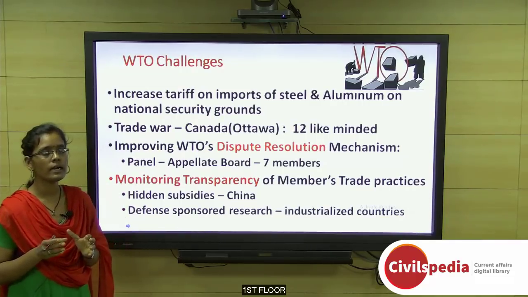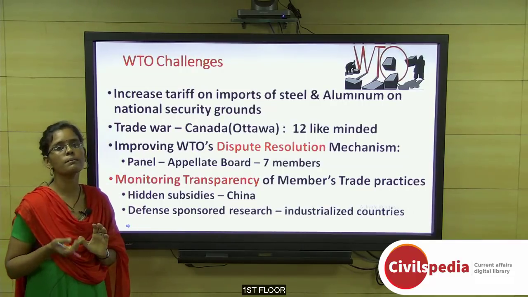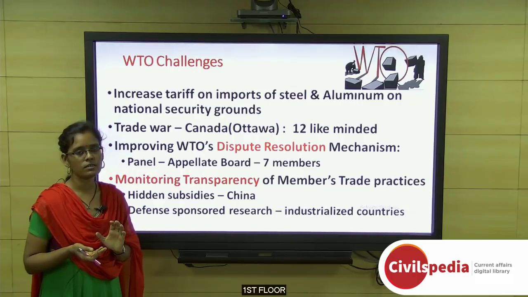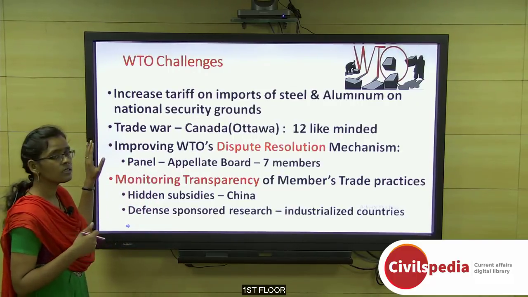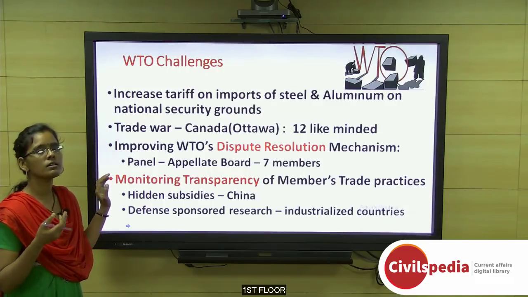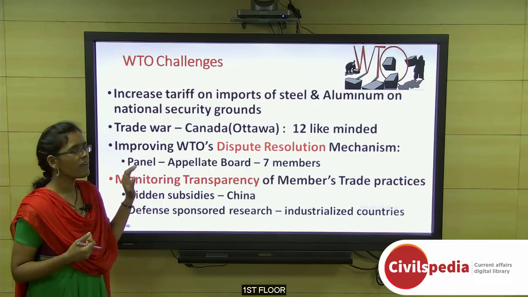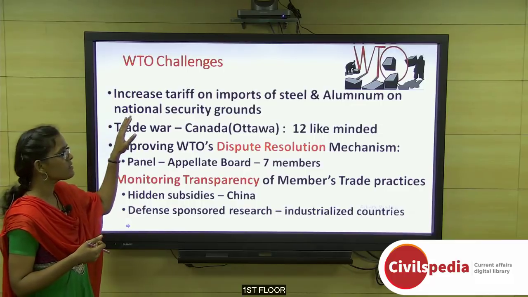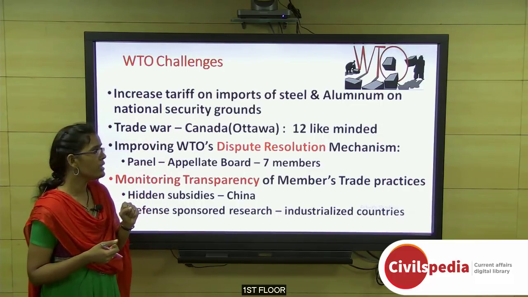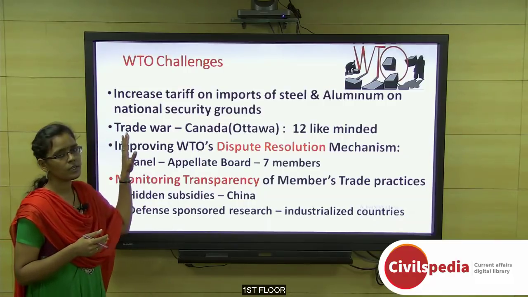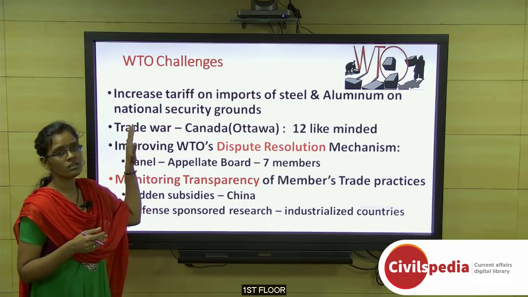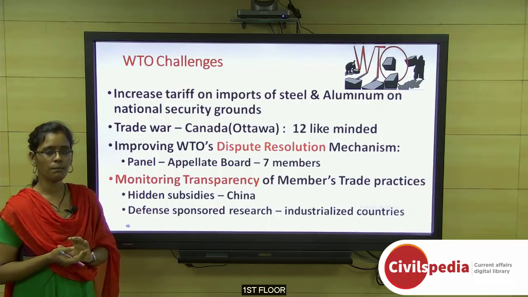What the US has done, and how it is impacting the WTO's future, is the biggest question mark. First, going beyond criticizing the WTO, the US has increased the tariff on imports of steel and aluminium on the grounds of national security. Actually, these national security grounds are mainly a protectionism format right now.